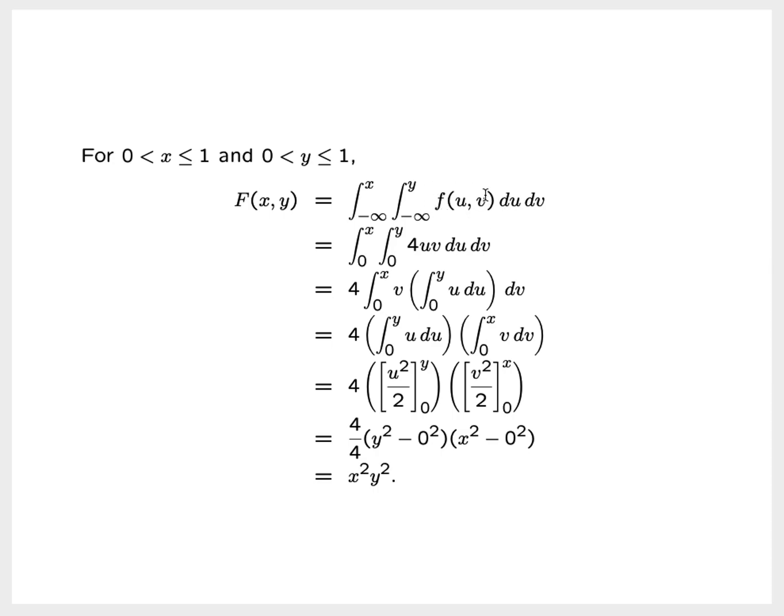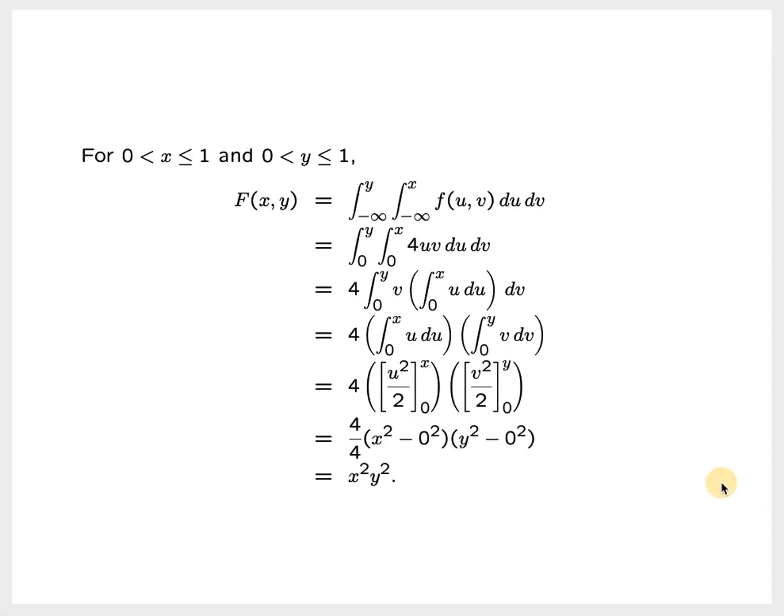But the double integral of the joint PDF, where I've got variables of integration u and v, that I'm using. And so u is ranging from minus infinity up to y, and v is ranging from minus infinity up to x.